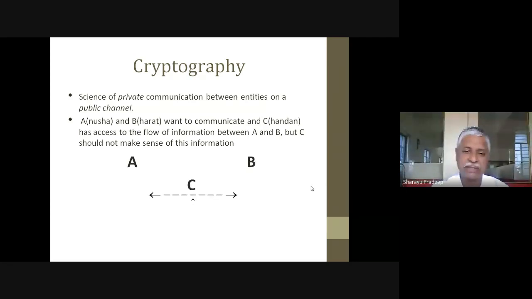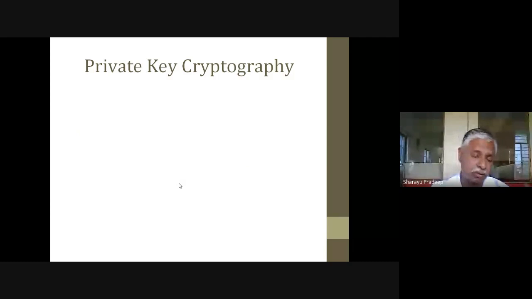So typically this is how it is. A and B want to speak to each other, and C has access to everything they are speaking. This diagram has not really come out nicely; I typed it out on one PC and now it comes out differently on another laptop, and everything has changed. What I mean to say here is, if A and B are communicating and C has access to all the communication, still C should not be able to understand what A and B are exchanging.